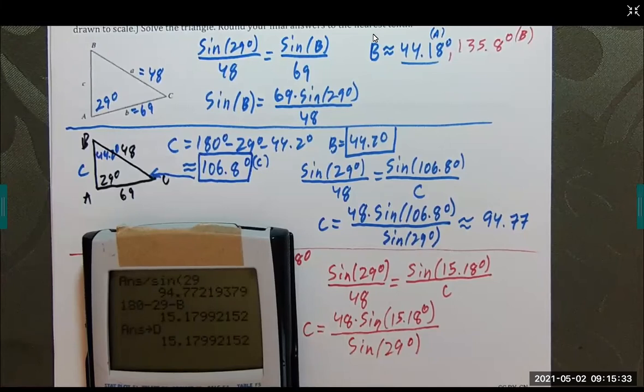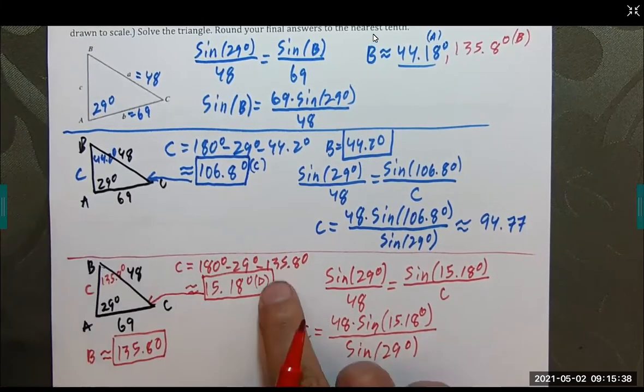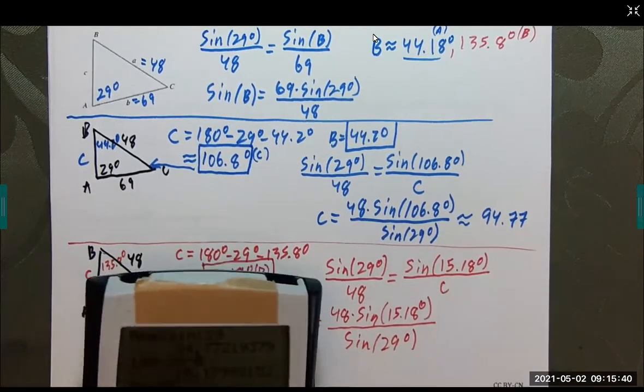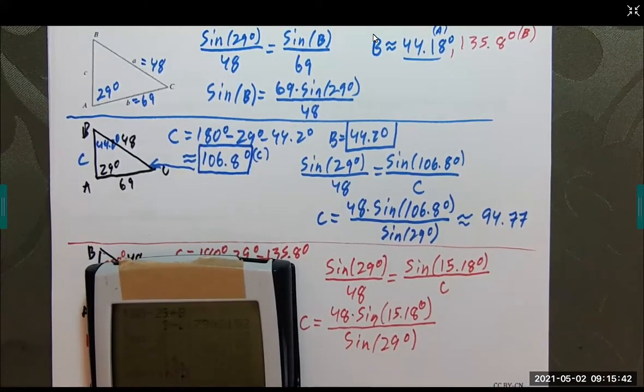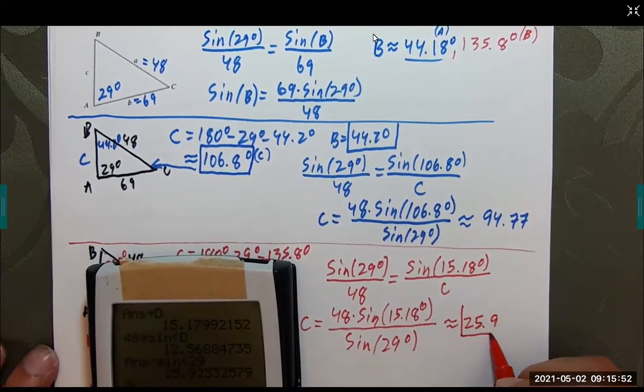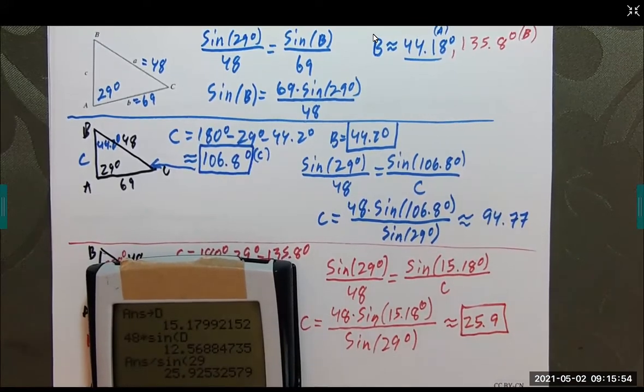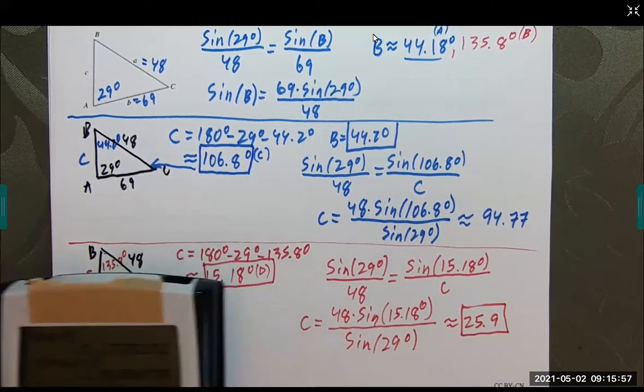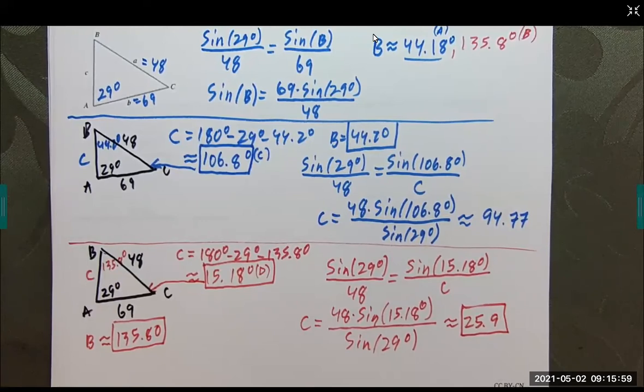Degree mode, 48 times the sine, that I stored off as D, divided by the sine of 29. That is the ambiguous case. We're going to do another one right now.